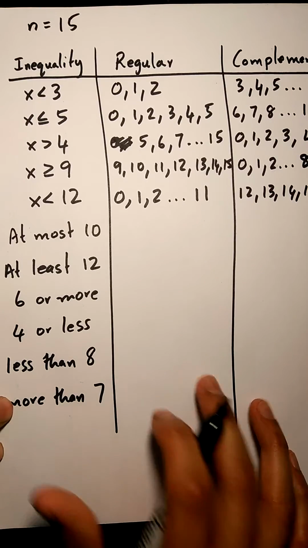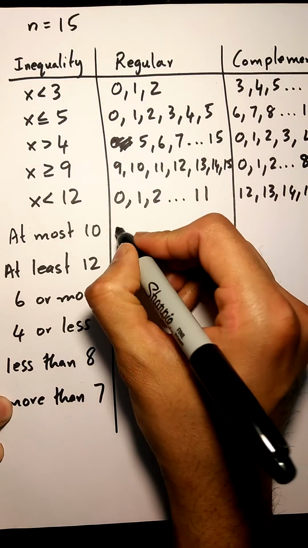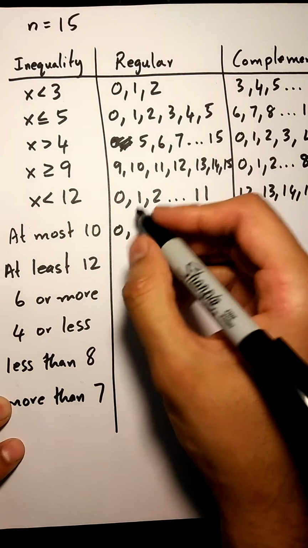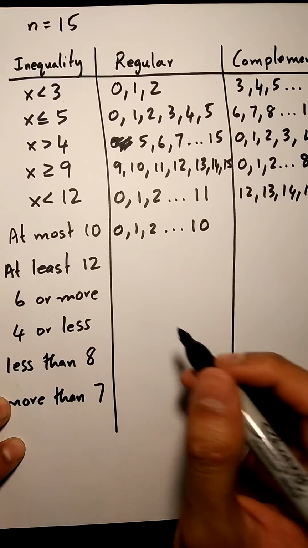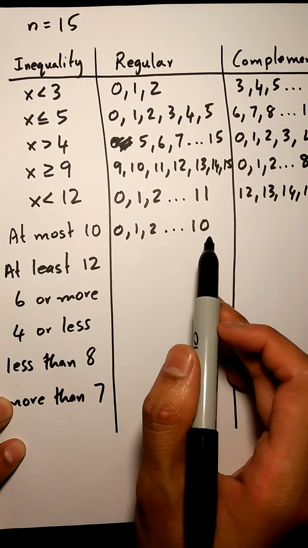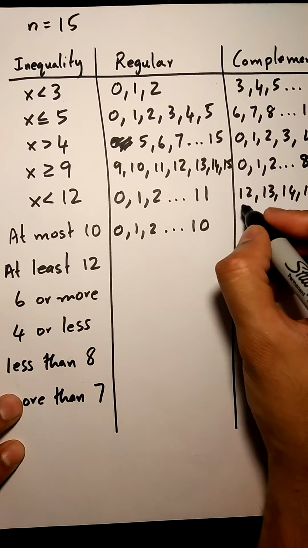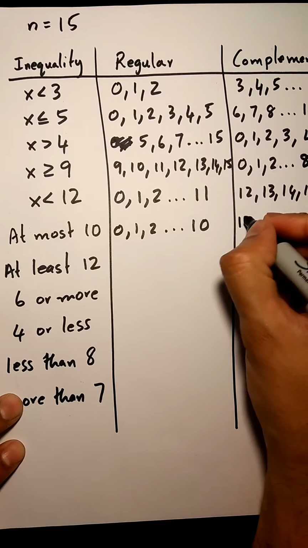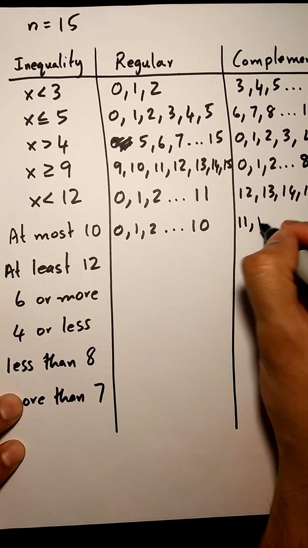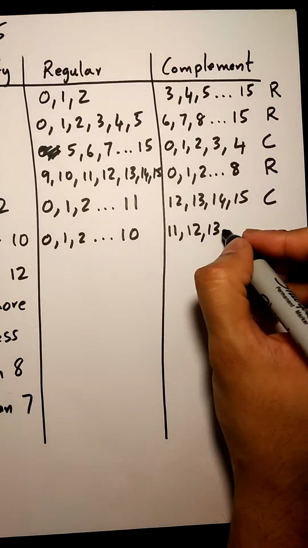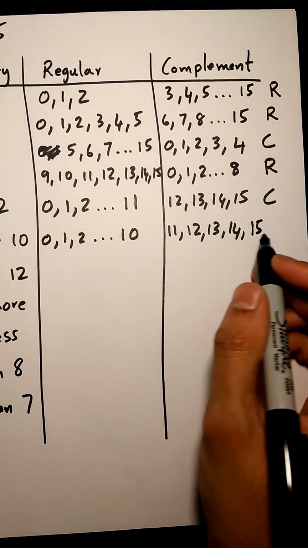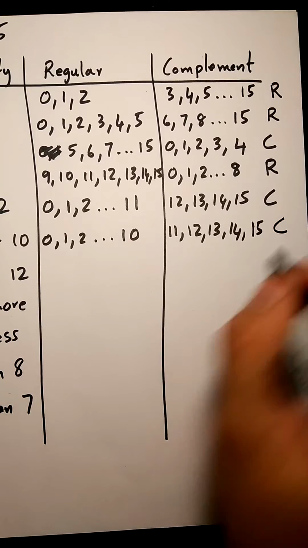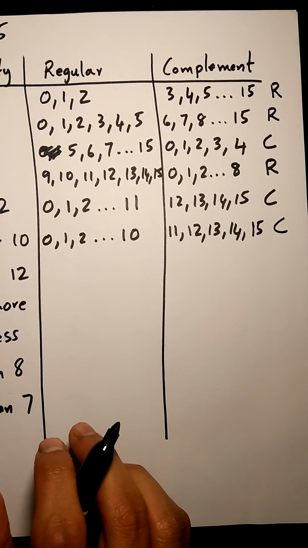At most 10. Basically means that x starts at 0, goes all the way up till 10. Again, we have 11 calculations here, which means our complement would have 5 calculations. Less calculations than a complement. We are going to pick a complement rule over here.